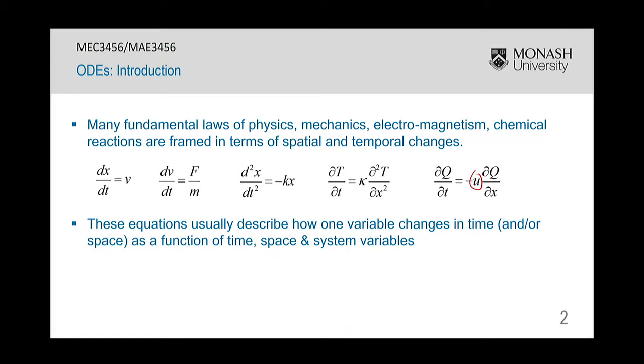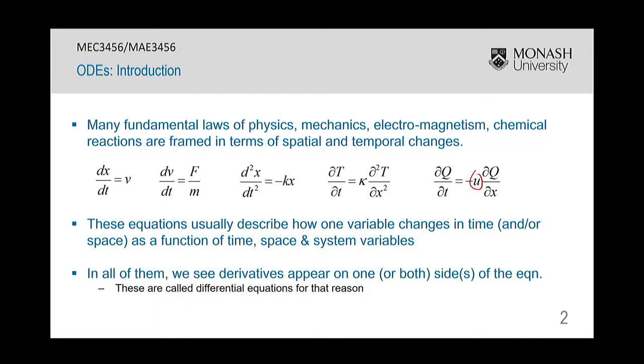These equations usually describe how one variable changes in time and/or space as a function of time, space, and system variables. In all of these equations, we can see that derivatives appear on one and sometimes both sides of the equation. For that reason, these kinds of equations are called differential equations, and we're going to be looking at them extensively in the remainder of this unit.